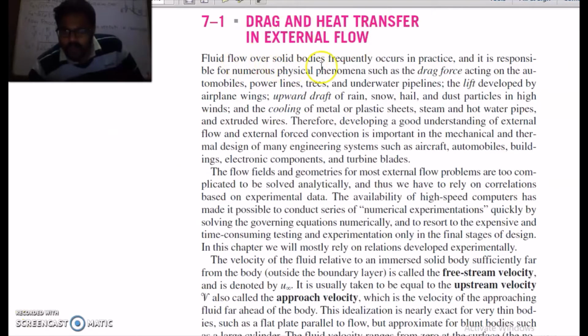Fluid flow over solid bodies frequently occurs in practice, and it is responsible for numerous physical phenomena such as the drag force acting on automobiles, power lines, trees and underwater pipelines, the lift developed by airplane wings, upward draft of rain, snow, hail and dust particles in high winds, and the cooling of metal or plastic sheets. Therefore, developing a good understanding of external flow and external forced convection is important in the mechanical and thermal design of many engineering systems such as aircraft, automobiles, buildings, electronic components, and turbine blades.